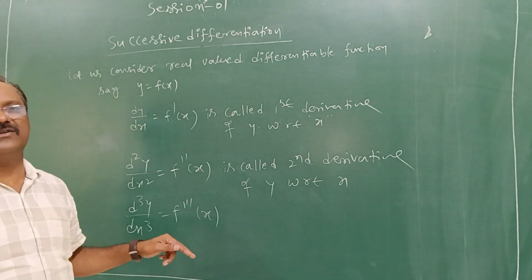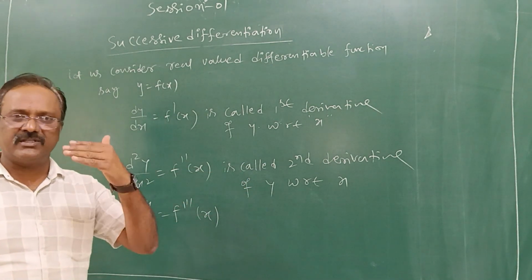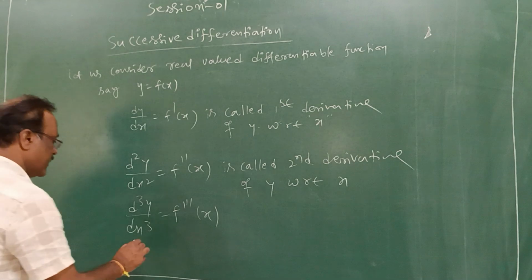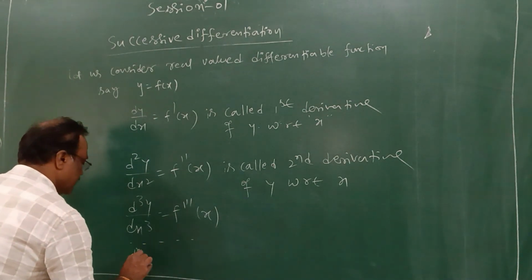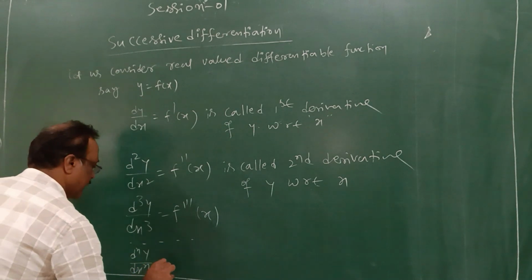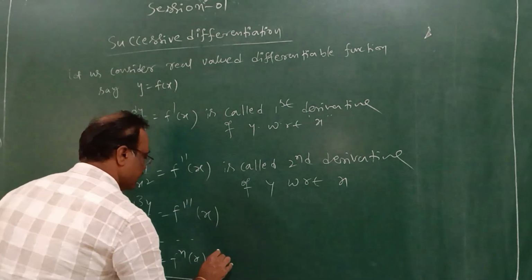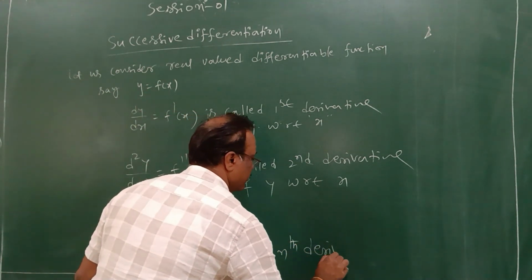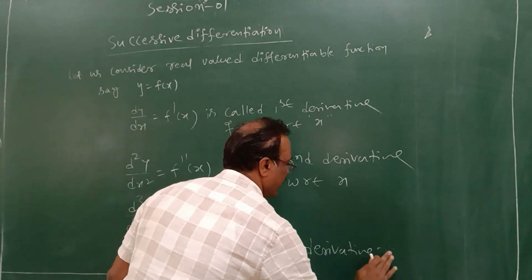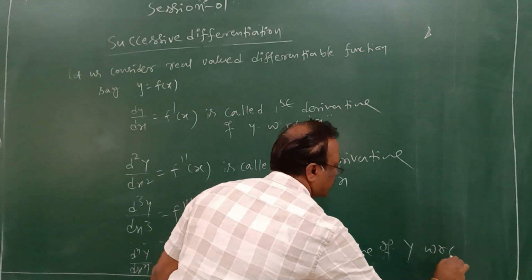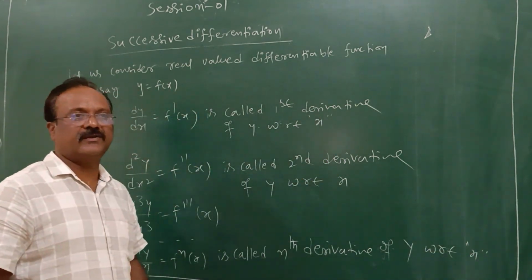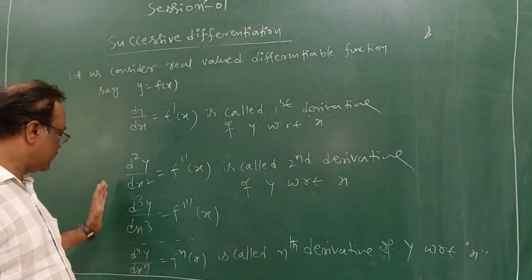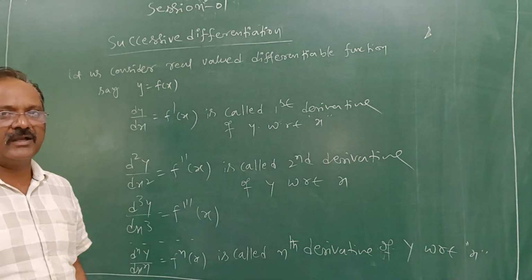Again, if this third order function is differentiable, I can continue this differentiation up to n times. That is d to the power n y by dx to the power n, which is called the nth derivative of y with respect to x. So this is the first order derivative, second order, third order. Similarly, we can define up to the nth order derivative.